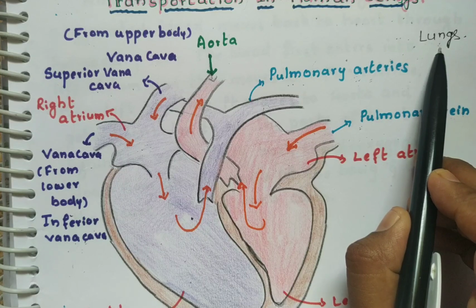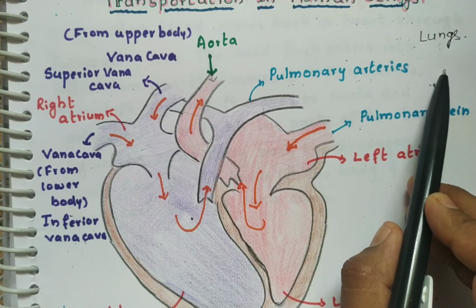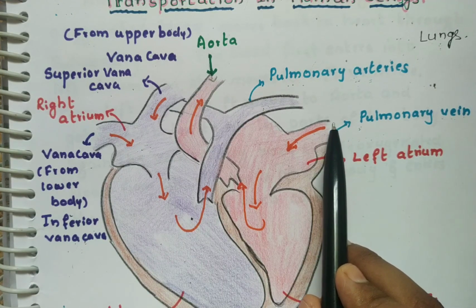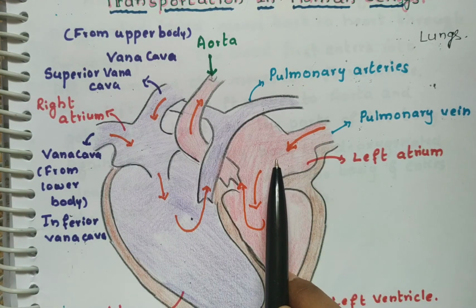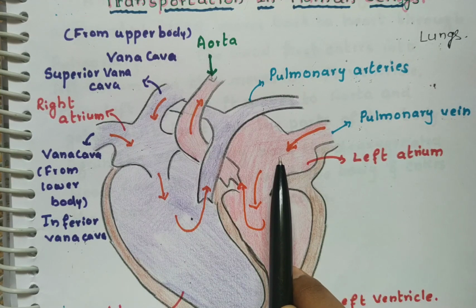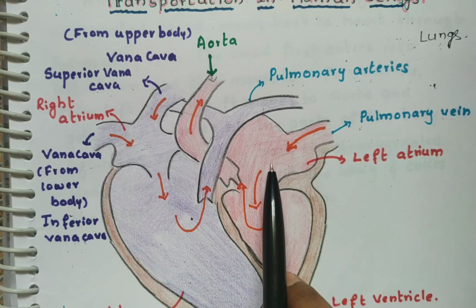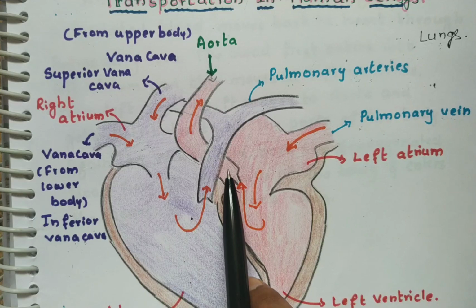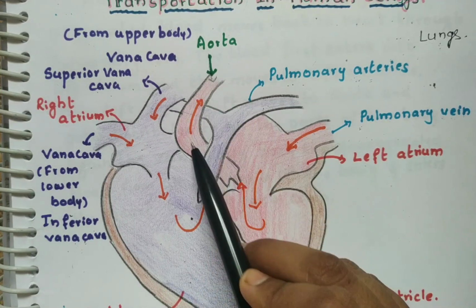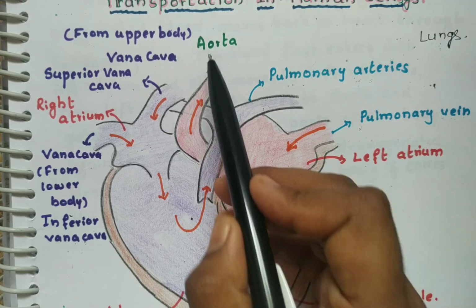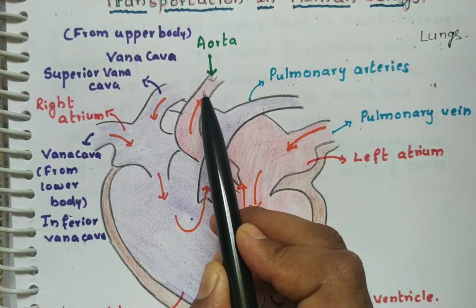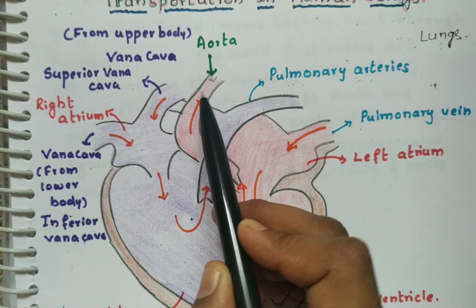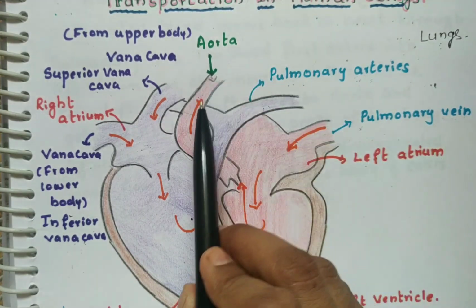And oxygen will be given to the blood, and that oxygen-rich blood will come through the pulmonary vein. From the lungs, the pulmonary veins will receive the oxygen-rich blood and everything will first enter into the left atrium. From the left atrium, it will be pushed towards the left ventricle, and again through the aorta. Through the aorta, it will be distributed to all the parts of the body. Through which vessels? Through arteries. Through arteries, the oxygen-rich blood will be carried to all the parts of the body.